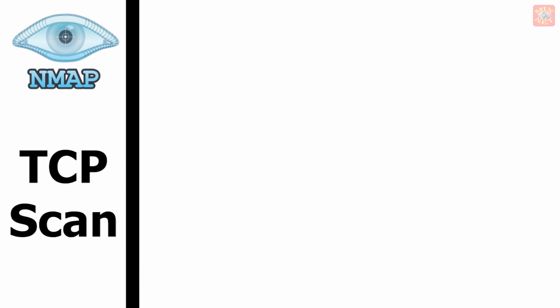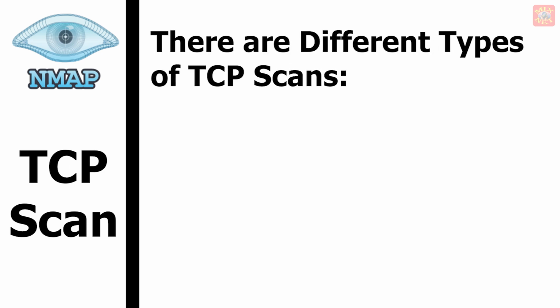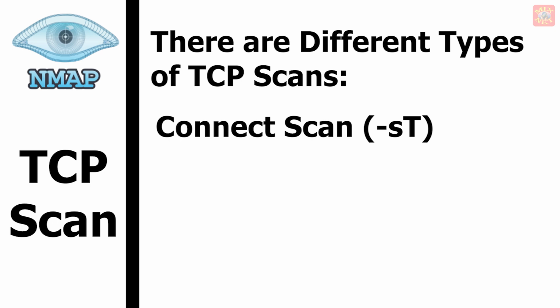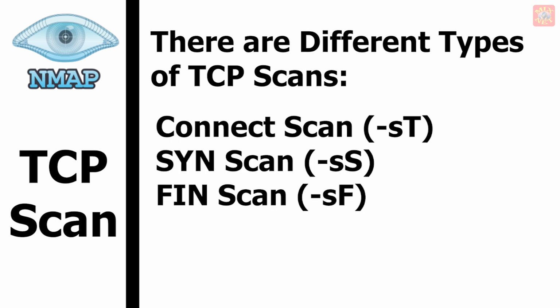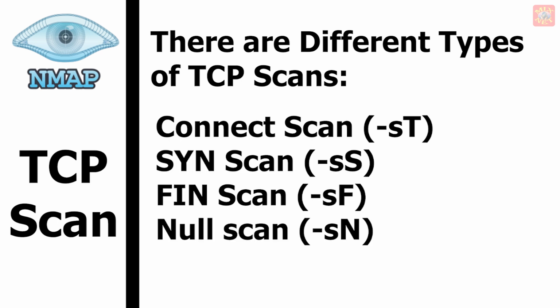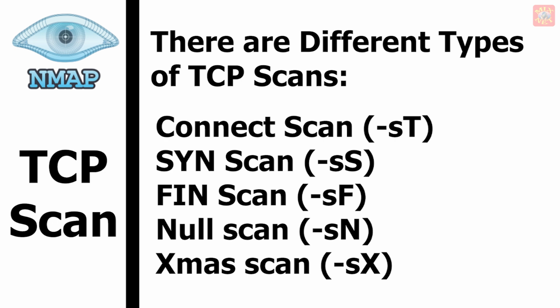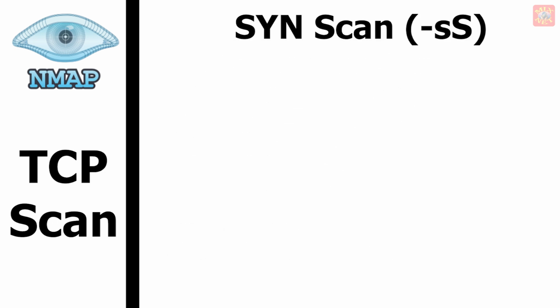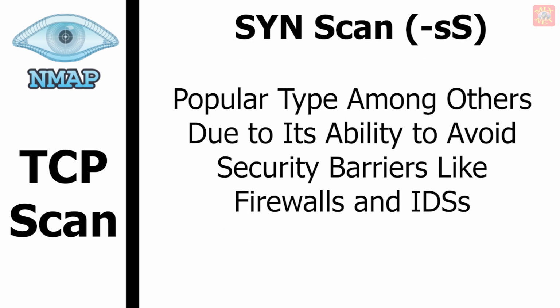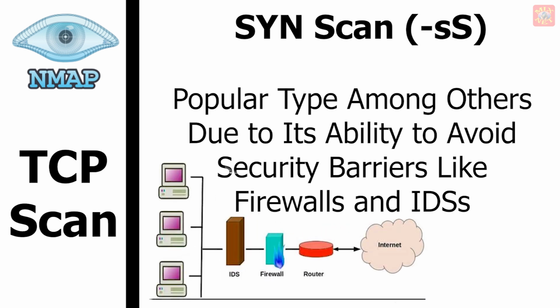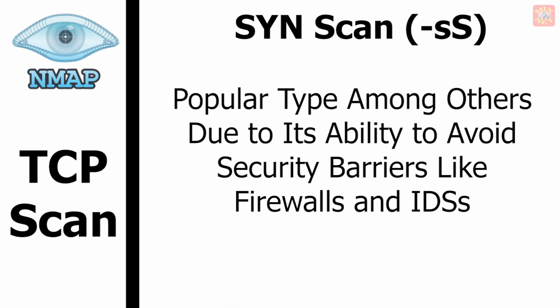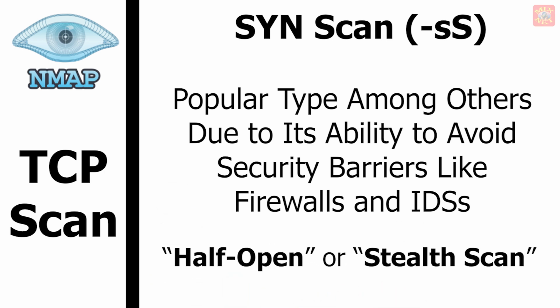Next we have TCP scans. Nmap offers several different types of TCP scans, including the connect scan, the SYN scan, the FIN scan, the null scan, and the XMAS scan. The TCP SYN scan is the popular type of scan among others due to its capability to avoid security barriers like firewalls and IDSs. This scan is also known as the half-open or stealth scan as well.